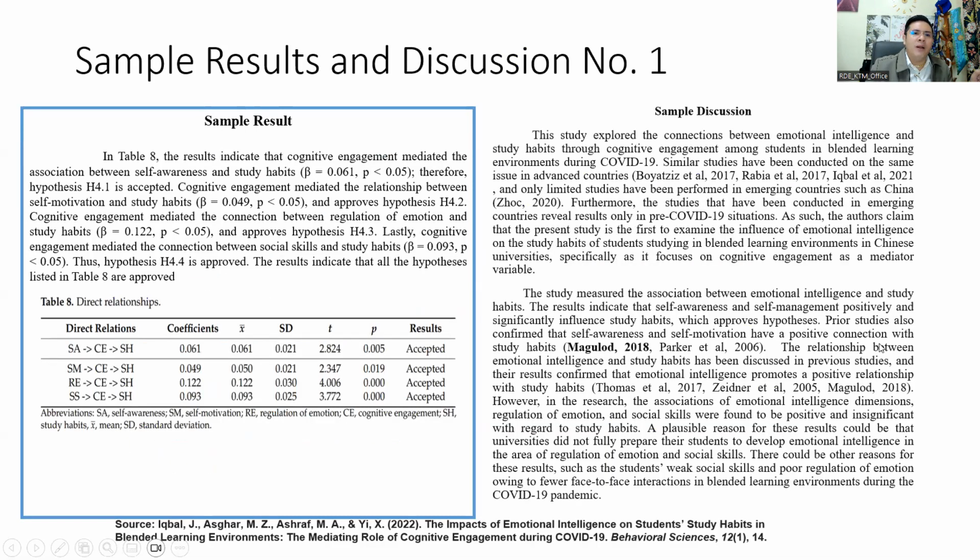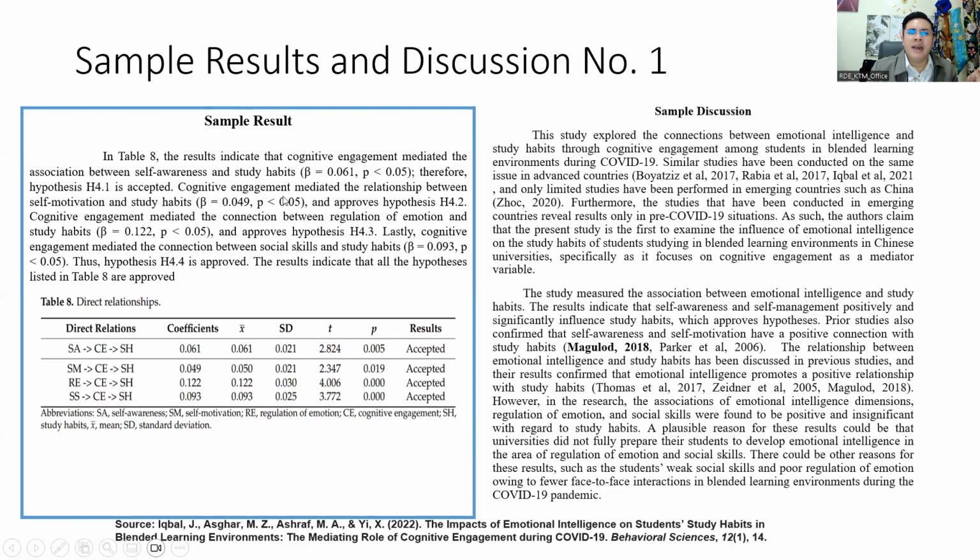In a given example, we have the sample result here and a sample discussion. Have you noticed that in the sample result, it just refers to table 8? So in table 8, the results indicate that cognitive engagement mediated the association between self-awareness and study habits. Therefore, hypothesis 4 is accepted.